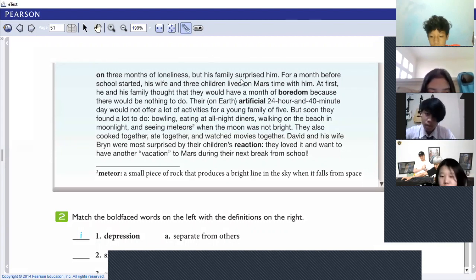3 months of loneliness, but his family surprised him. For a month before school started, his wife and 3 children lived on Mars time with him.